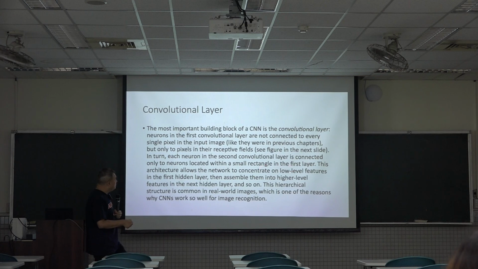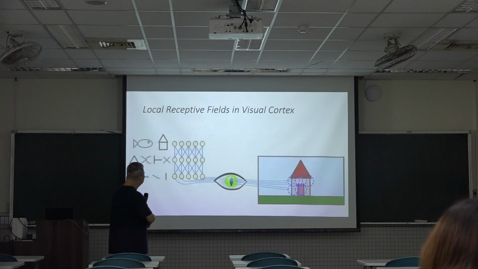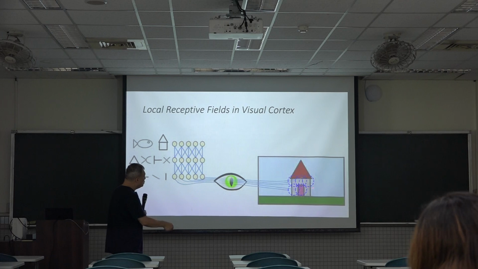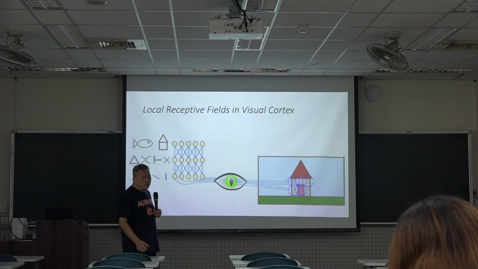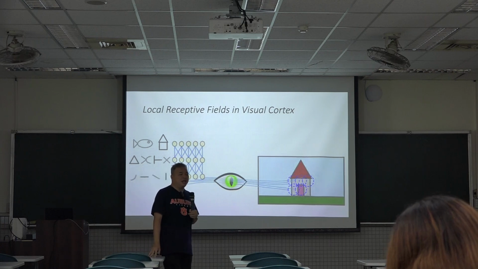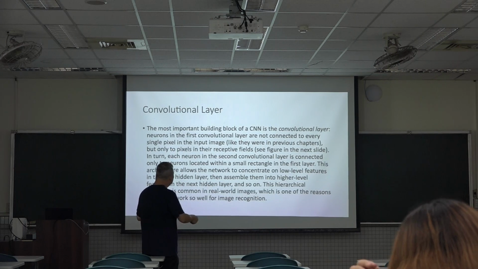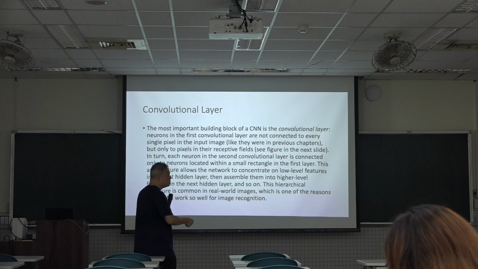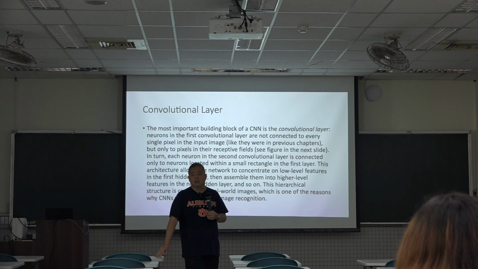So you may ask, wait. In the previous picture that I showed you, we used circles to indicate different receptive fields, right? So you may wonder, why not circle? I mean, because I just told you it's a small rectangle. So why rectangle? Why not circle?